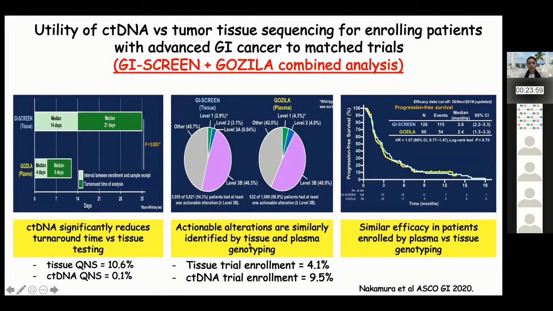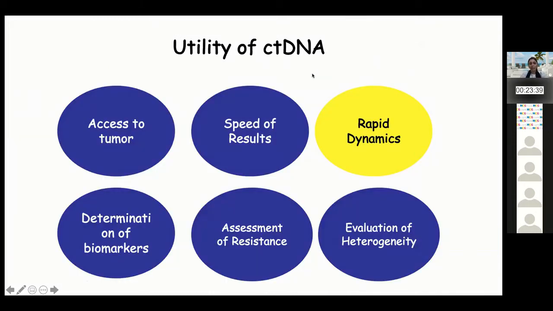When you're looking at those actionable alterations, very similar between tissue and plasma, but interestingly enough, a higher proportion of patients who had circulating tumor DNA actually had enrollment in clinical trials. And when you're looking at progression-free survival based on matching of targets, there didn't seem to be a difference between tissue as well as liquid biopsy.